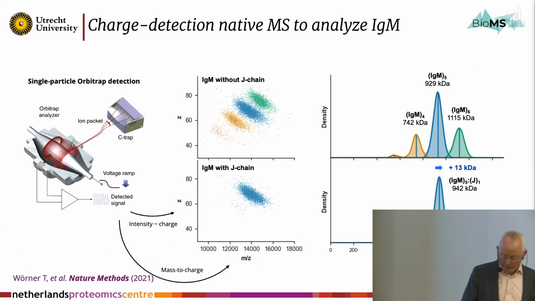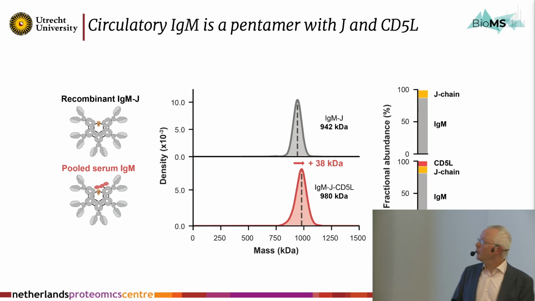So we were very happy, but now came the big question: can we measure the difference between IgMJ and IgMJ CD5L? And maybe it's not that visible, but yes, we can. We really see a mass shift of about 40 kilodalton, and this CD5L is 38 kilodalton. So we really have direct evidence from this charge detection mass spectrometry that there's really CD5L in this complex.